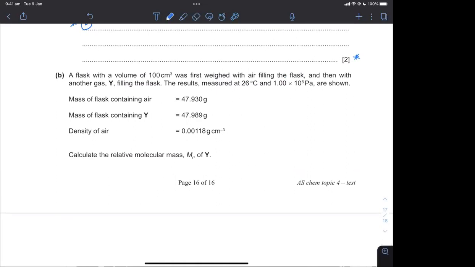So the mass of the flask containing A, and this is containing Y. Find the difference. So the mass of, what is this? And then with Y. Okay. I guess the mass of Y there is going to be the difference. So that minus that. We're just finishing. So there's 0.059 gram. You want the Mr of Y.